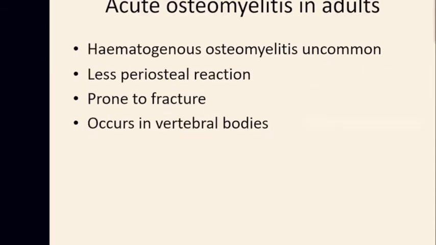So now, acute osteomyelitis in adults, which I just said, this hematogenous osteomyelitis in adults is just 20%. And if it occurs in adults, mostly it doesn't go to the long bone. It goes to the vertebral bodies, okay. So hematogenous osteomyelitis is uncommon. There's less periosteal reaction, prone to fracture, and occurs in vertebral bodies, okay. The other method is direct inoculation of the organism in open fracture or in surgery where an implant has been put.